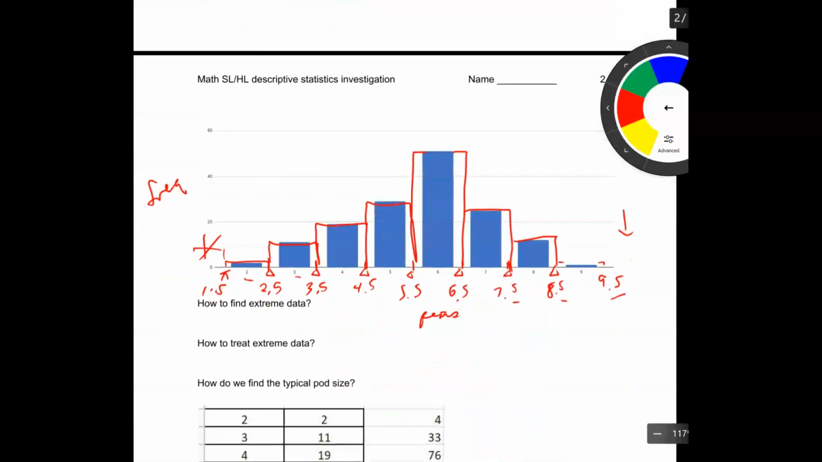With a histogram, it's even easier. Can you imagine a histogram with extreme data? It would look like this, and then way out here you might have an isolated bar like that, and this would be the extreme data, right?